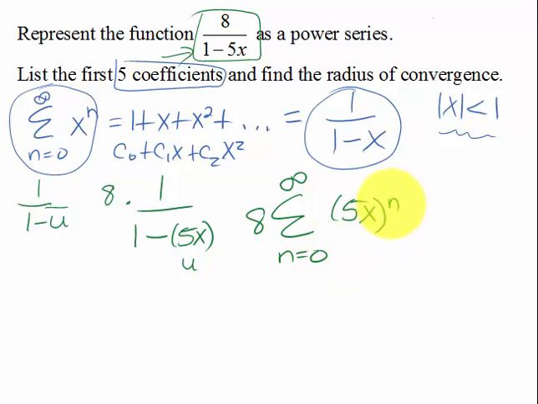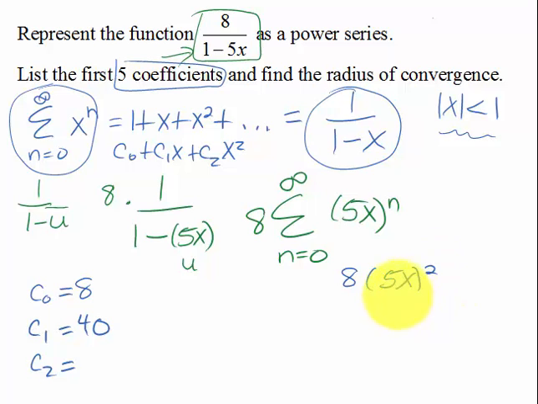So here, if I put in 0, I basically have something to the 0 power, which is 1, times 8. So the c0 coefficient is 8. Then for the coefficient on the x term, if I put a 1 in here, I have 5x times the 8, so the coefficient is going to be 8 times 5, or 40. The next coefficient would be the coefficient on the x squared term, so I would have 8 times 5x, putting in a 2. So that would be 25 times 8 for the coefficient of my squared term, and that's going to be 200.